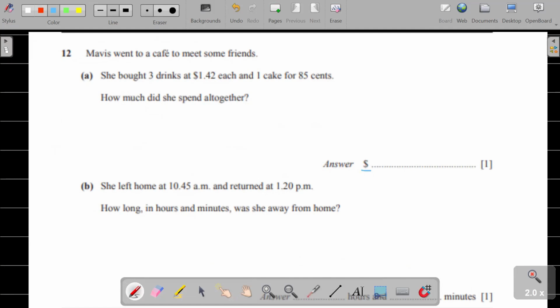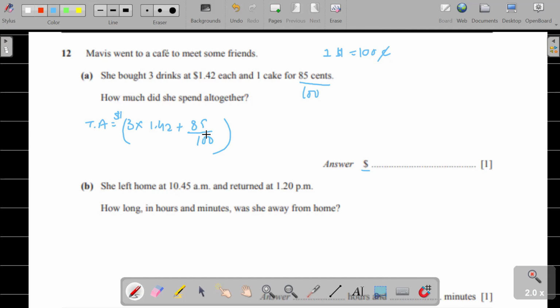Okay. It wants us to calculate our answer in dollars. So what will I be doing? I have to convert these cents into dollars because I know that $1 is equal to 100 cents. So I will convert this by dividing it by 100, then it will be in dollars. Then I will add the total amount. The total amount is 3 times 1.42 plus 85 over 100. This whole amount will be in dollars.